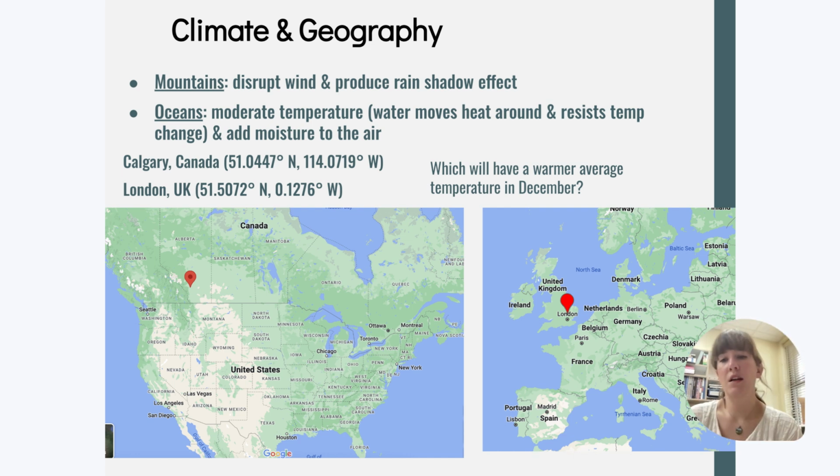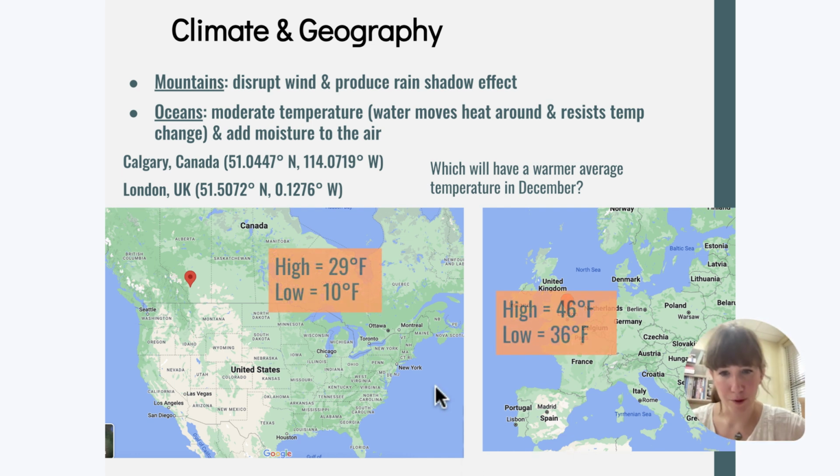So in the winter in London, it's a lot more temperate than it is in Calgary. Calgary is not next to the ocean, and so it's not going to experience that kind of cushioning and that padding of the ocean, keeping its temperature more middle ground, more moderate. And so our high temperature on average in Calgary in that time is 29 and the low is 10 degrees, versus that same time period, same latitude, London is about 20 degrees warmer than that.